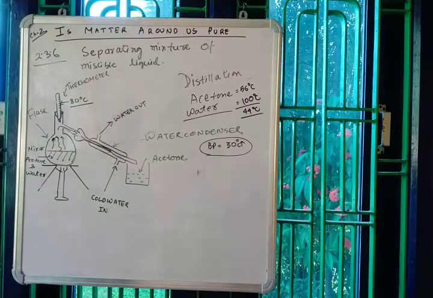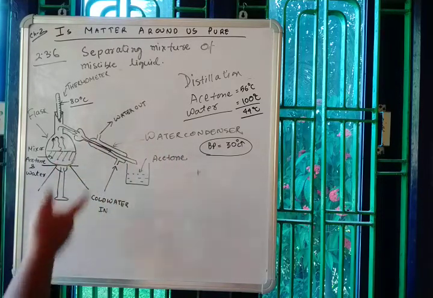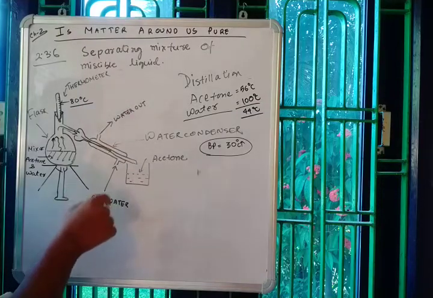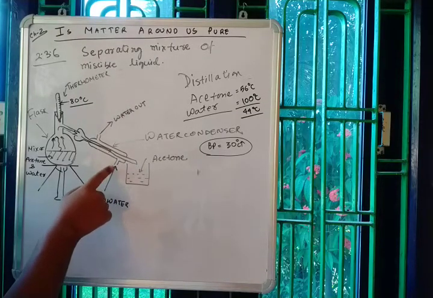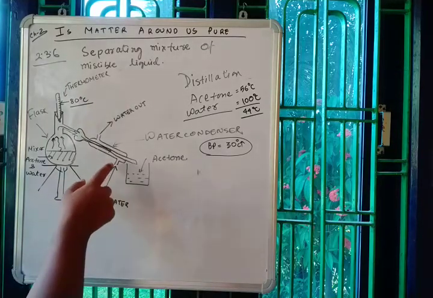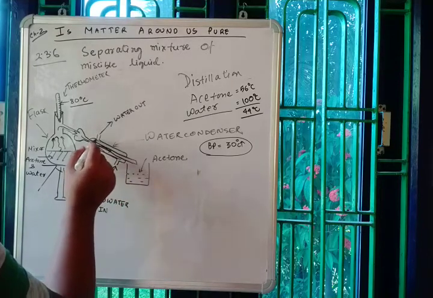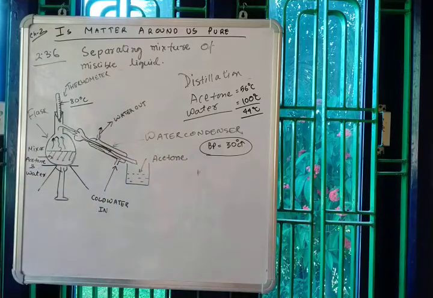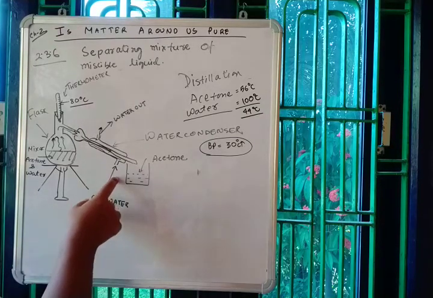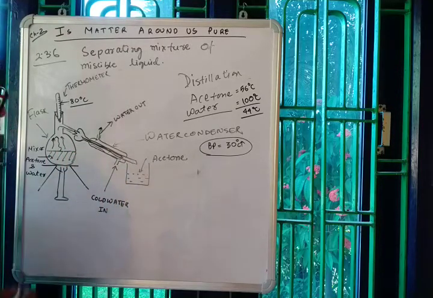Now there is a story in this condenser. In this water condenser there are two openings, or we can say inlets. One of them is used to supply cold water from the outer source, from the tap. The cold water will flow from this direction and the water will go out from this direction. This cold water has a lower temperature, and because of this cold water, the vapor of acetone which was traveling in this route will be condensed.